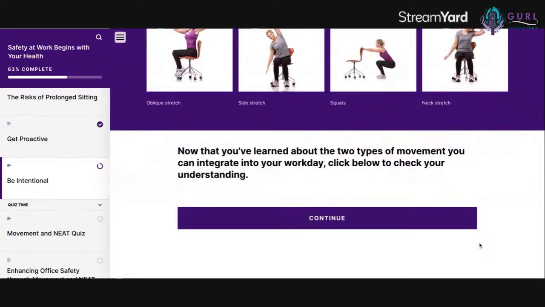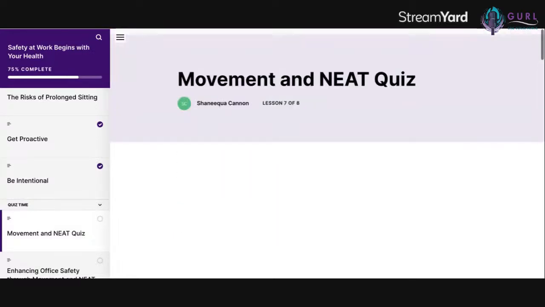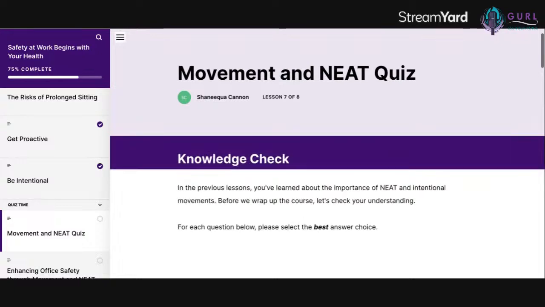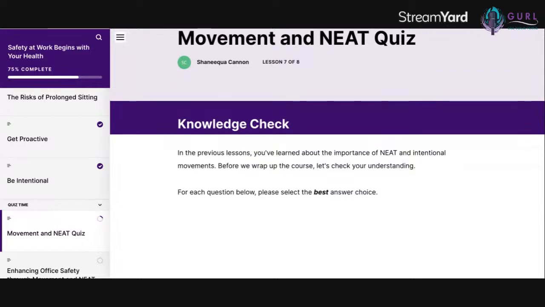Now that you've learned about the two types of movements you can integrate into your workday, click below to check your understanding. Checking your understanding is extremely important. I asked you at the very beginning what you knew about NEAT activities, just from a quick little definition. So that was a pre-check in a way. This is a deeper check of understanding.